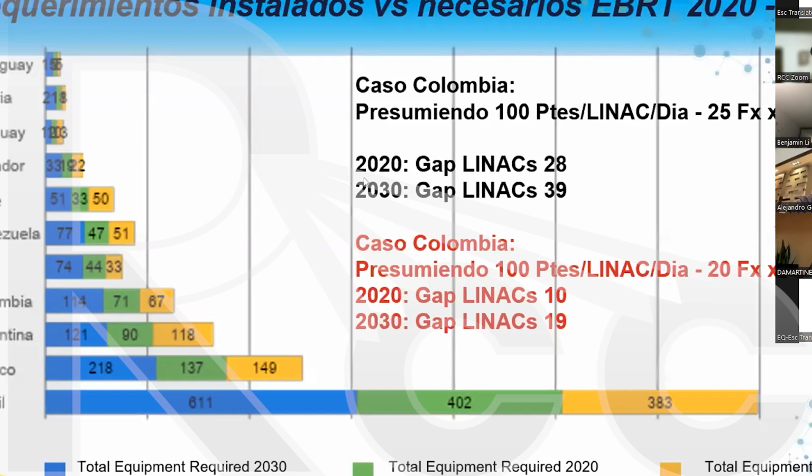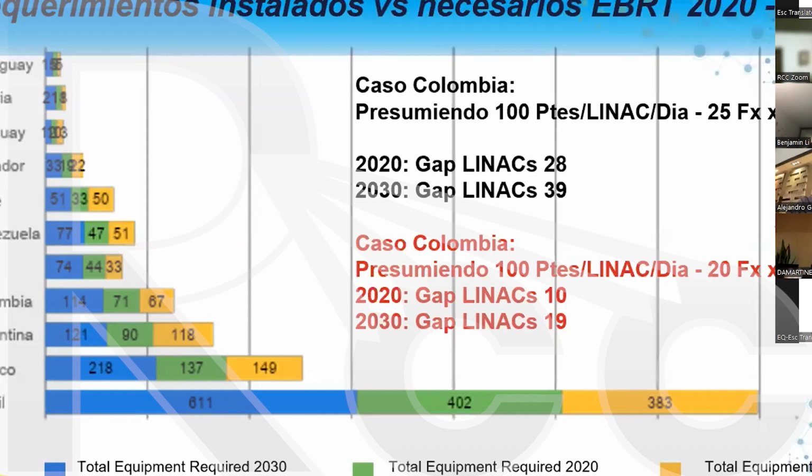100 patients per day with 25 fractions per patient, in 2020 we have a deficit of 28 machines, and in 2030 it will go up to 39 machines. If you look at the map that Alejandro showed, in the Amazonian and the Orinoquia regions, half of the country doesn't have radiotherapy installed capacity. So there is an imbalance in access.